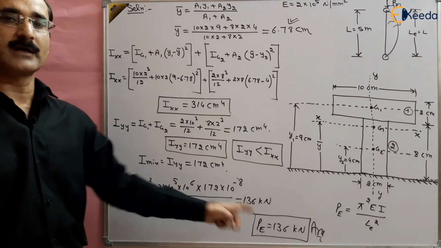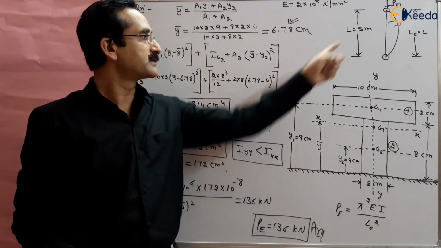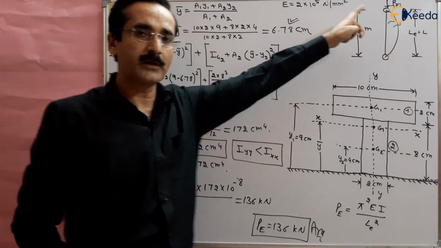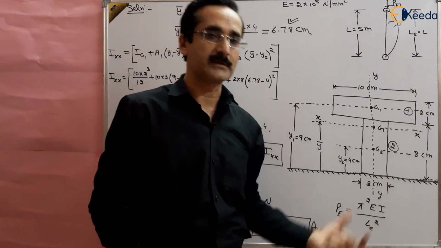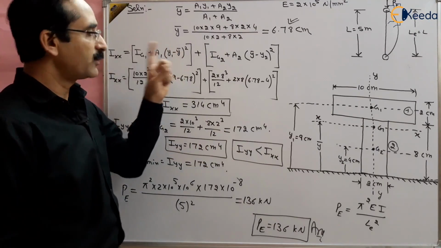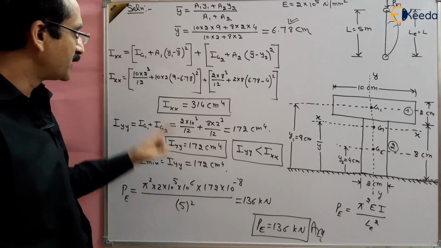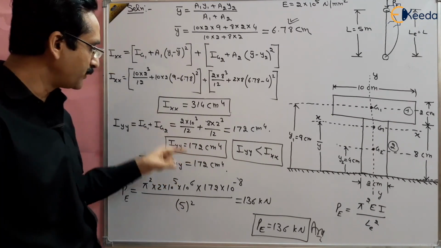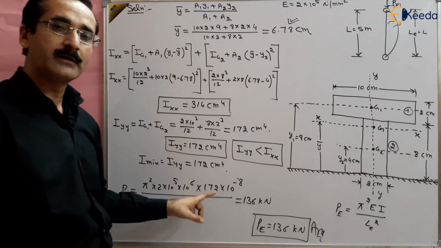So this is the safe crippling load for this column, which is hinged at both ends and is of T section. So first you have to check which moment of inertia is less and use that minimum moment of inertia for finding the crippling load.